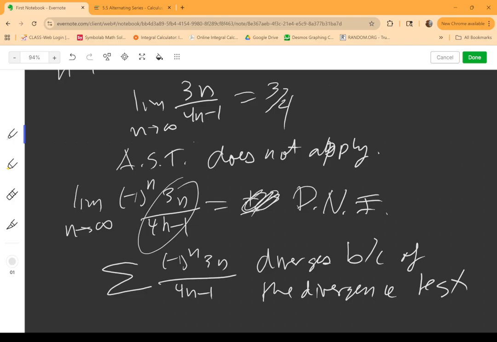So just keep that in mind as you work through the alternating series test. If those two conditions hold, then it is telling me it converges. If either of those fail, then it does not apply. It does not say anything about whether it diverges or not, or its convergence.